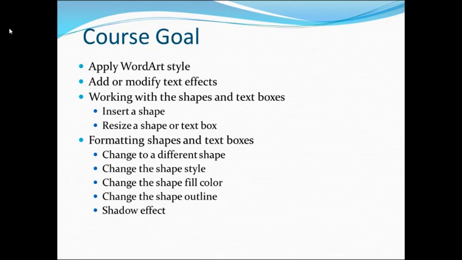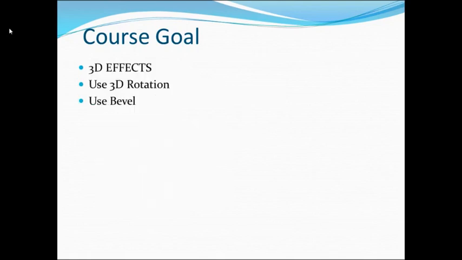Starting with the course goals, we are going to discuss applying the word art style to text, adding or modifying the text effect, and working with shapes and text boxes: how to insert a shape, and resize a shape or text box. Then we'll study formatting shapes and text boxes: change to a different shape, change the shape style, change the shape fill color or outline, and shadow effect. Then we'll discuss the 3D effects and how to use the 3D effect and the bevel.